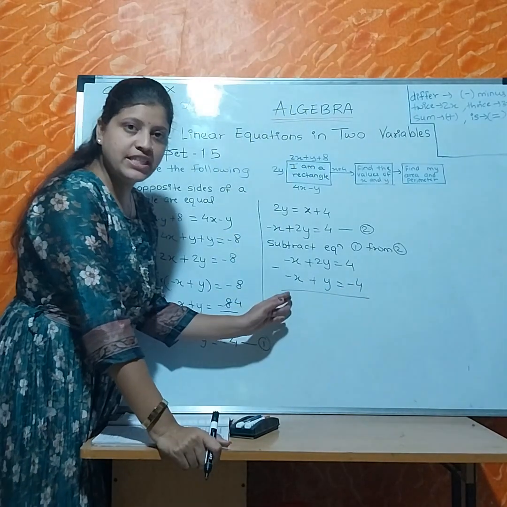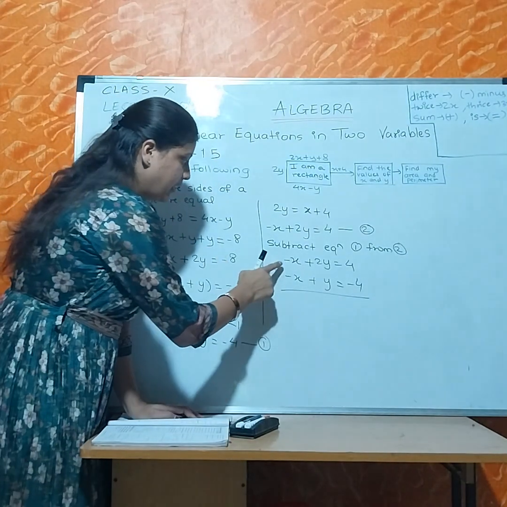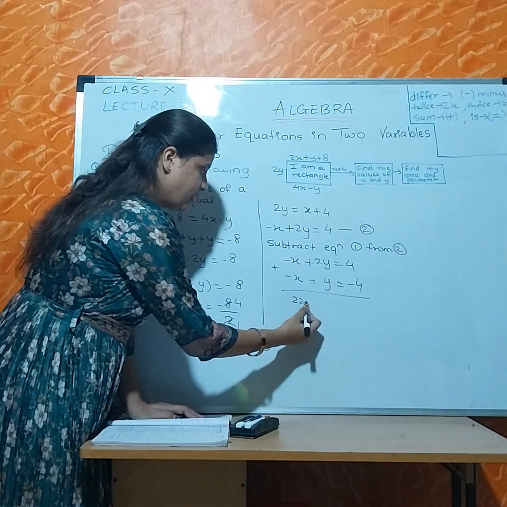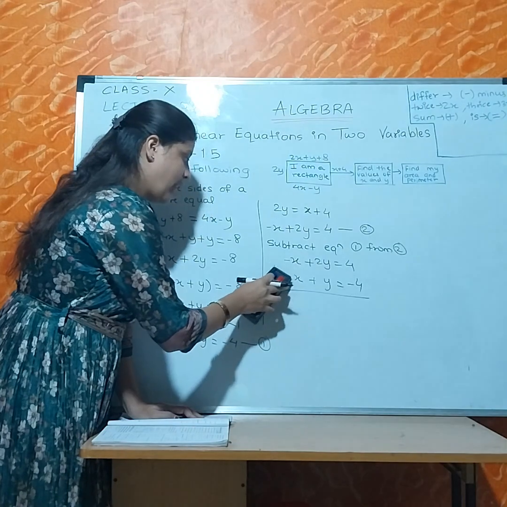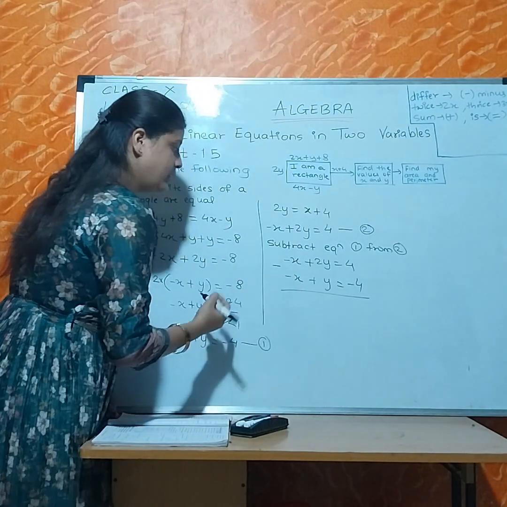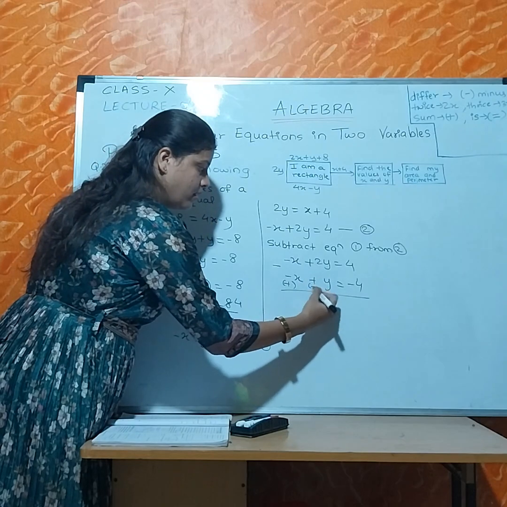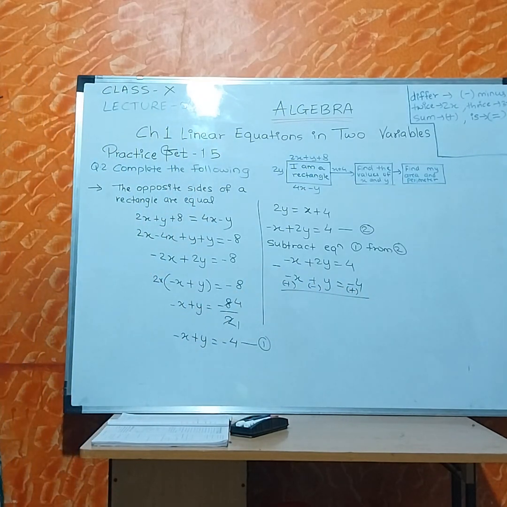Why are we performing subtraction here? Understood everyone? If we perform addition here, then minus minus will become plus, and here we will get 2x. This will not eliminate. To eliminate these terms, we have to perform subtraction. So minus minus here will become plus, minus plus minus, and minus minus plus. Understood?